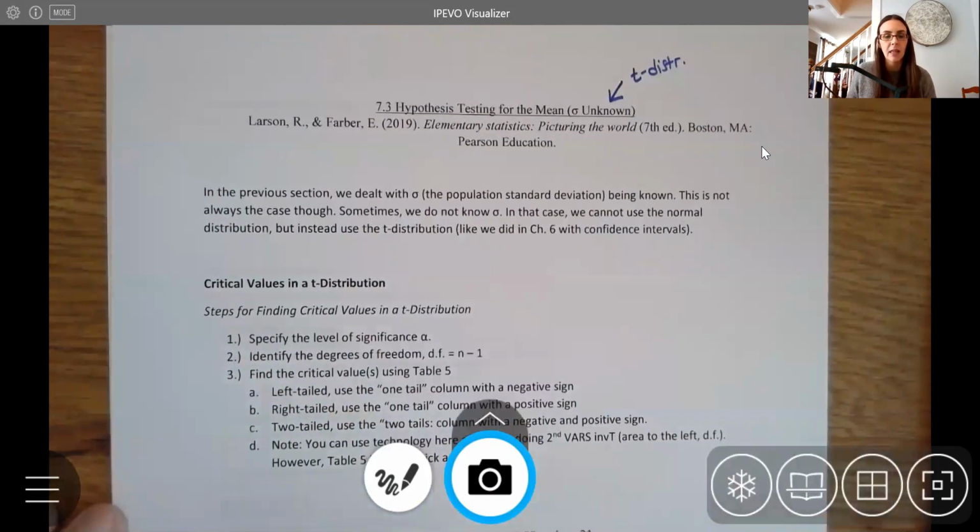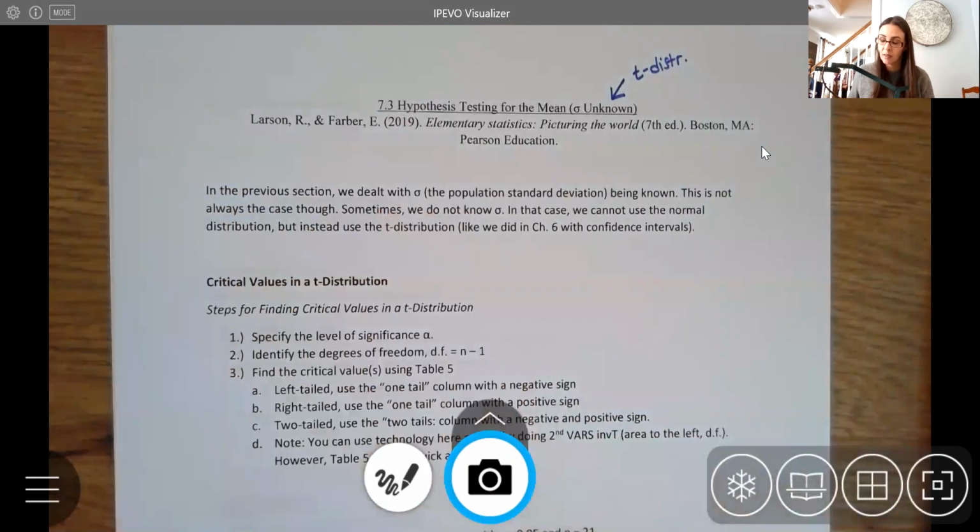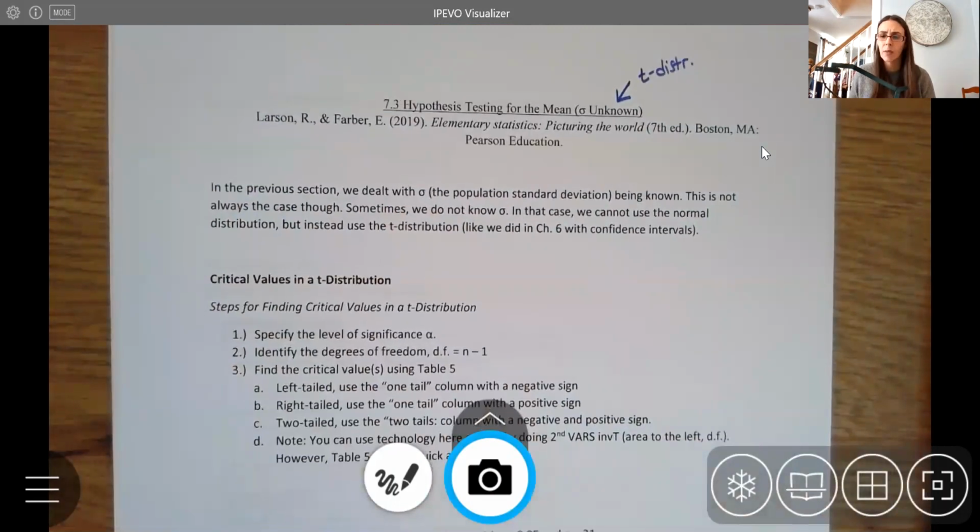So again, in the previous section, we dealt with sigma, the population standard deviation, being known. This is not always the case though. If you're doing new research, there's not a lot of research already done on that population, or maybe it's very old research and you're not sure if the values are still relevant, then you may not know the population standard deviation. So in that case, we cannot use the normal distribution. We use another bell-shaped distribution called the t distribution instead.